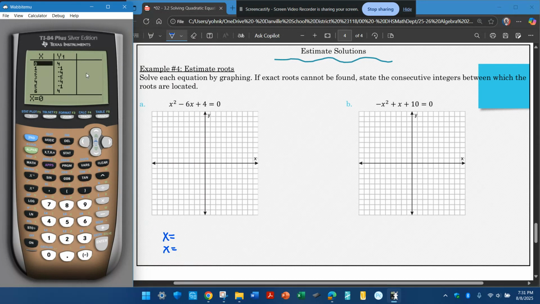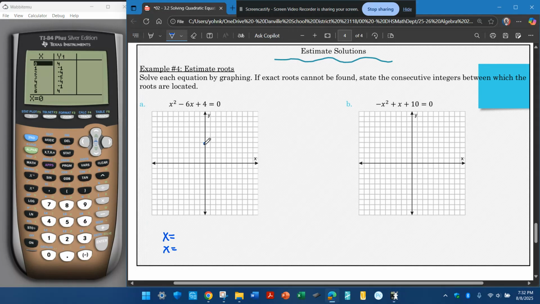So since I don't have nice, beautiful roots, I'm just going to graph the picture using my table. So graph enough of the picture that you can see where it crosses the x-axis. So specifically (0, 4), and then we have (1, -1), and (2, -4), (3, -5), (4, -4), (5, -1), and then 6 goes up to 4. So you need to be able to graph the parabola so that you can see where it crosses the x-axis.